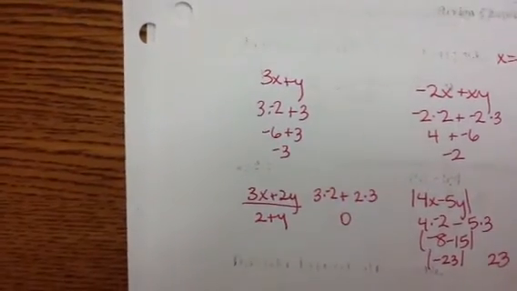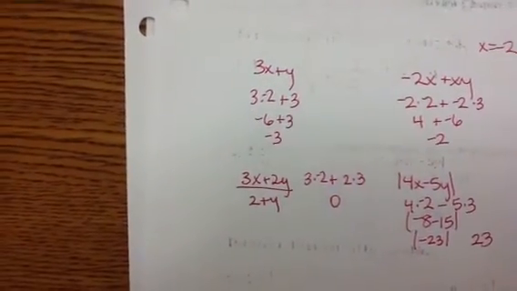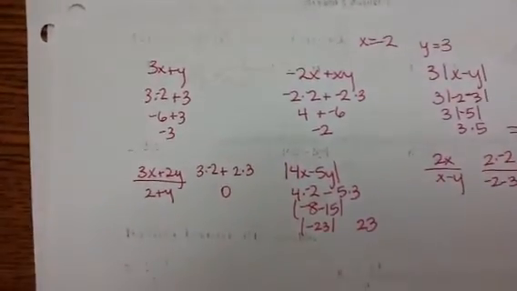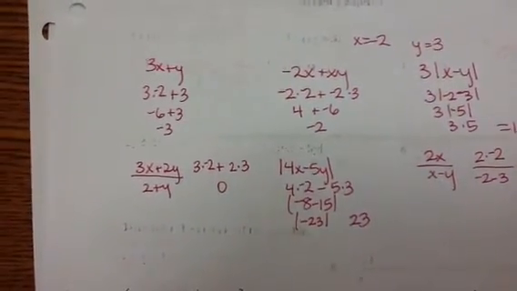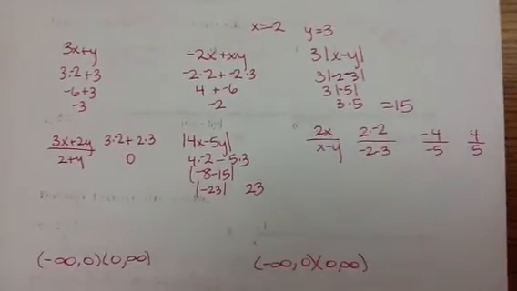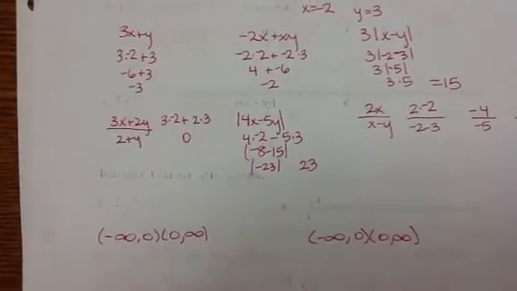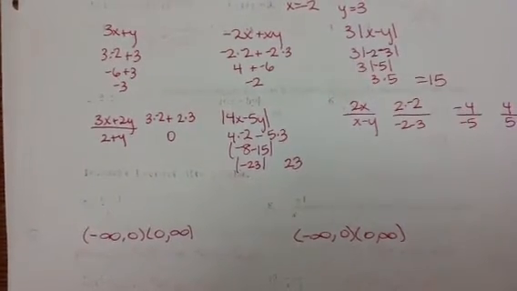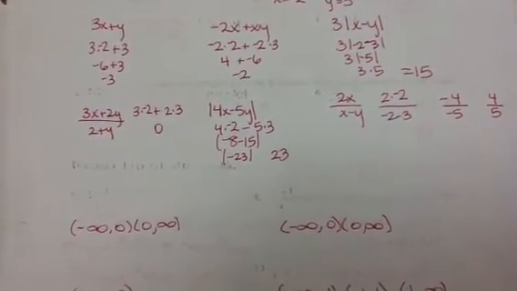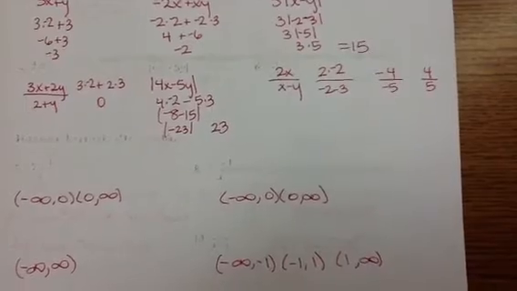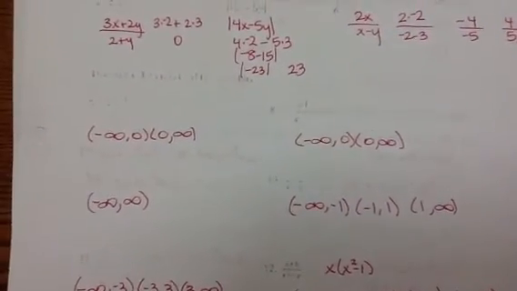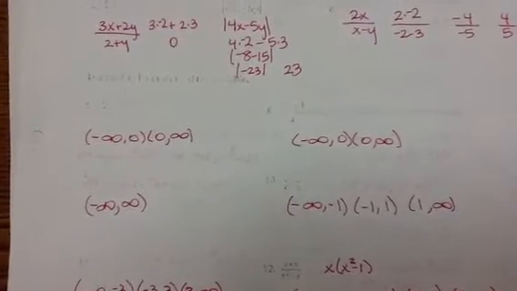Alright, College Algebra, Chapter R Review. For number 1, I got -3, and there's my work. For 2, -2. For 3, 15. For 4, 0. For 5, 23. For 6, 4/5. For 7, -infinity to 0, 0 to infinity.